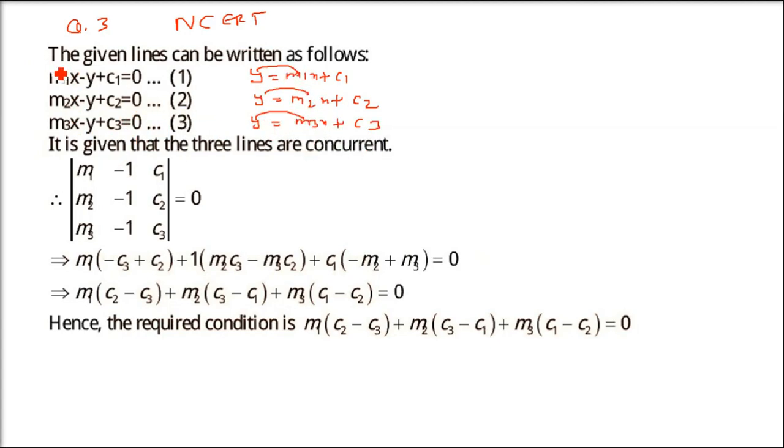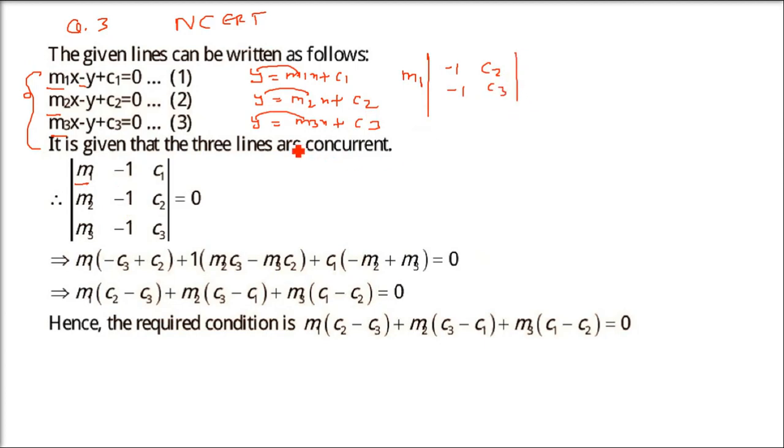So all these equations will be formed, and you can see that a1, a2, a3 is m1, m2, m3; b1, b2, b3 is minus 1, minus 1, minus 1; and c1, c2, c3 is c1, c2, c3. Right? Now we have to put the determinant equal to 0 and find the required condition. So m1 will be here, leaving its row and column, so minus 1, c2, c3 will come.